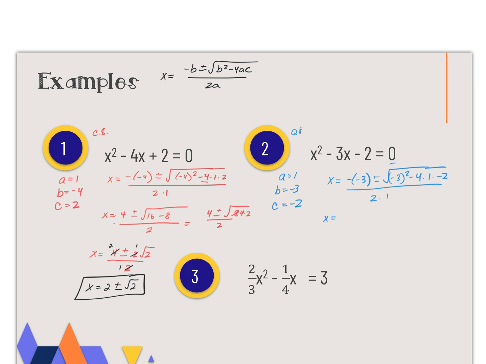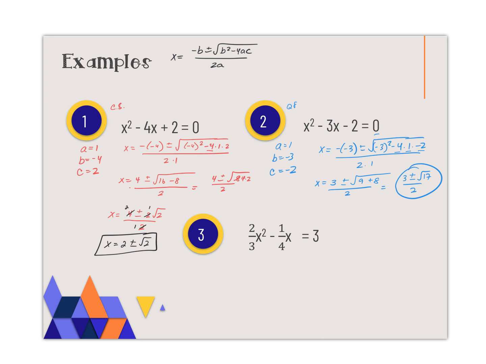And so I'll just start chipping away here. The opposite of -3 is 3. I know -3 squared is 9. And then I have -4 times 1 is -4. And -4 times -2 is +8, all over 2. So again, I've got 3 plus or minus the square root of 17 over 2. And that's my final answer. So those are my two solutions.